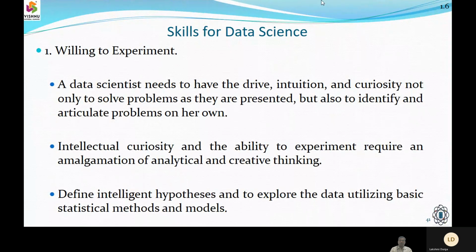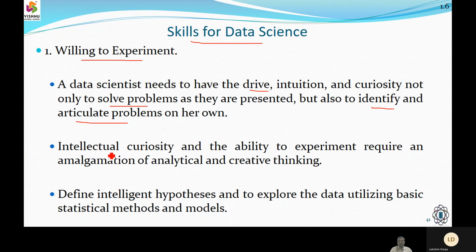The next interesting part is, what are the skills for data science? The very first skill people look for is what we call willingness to experiment. That means we have data, and whether the data can be driven with curiosity and applied to a domain problem, identifying the abstract content and then articulating the problem customized to that domain.